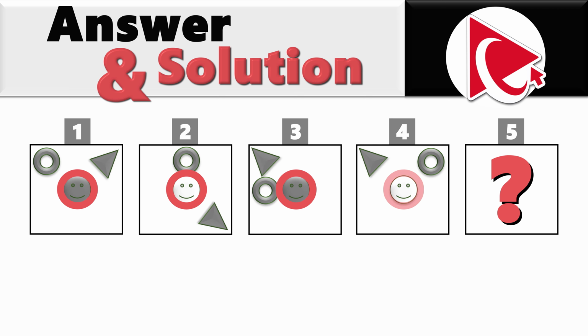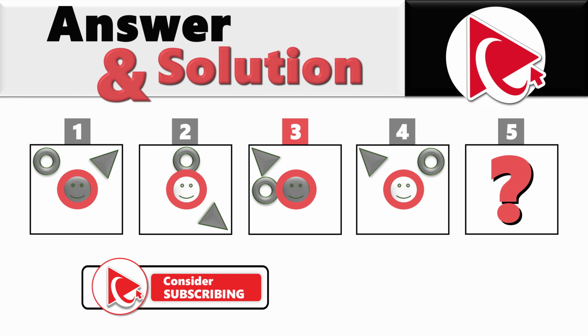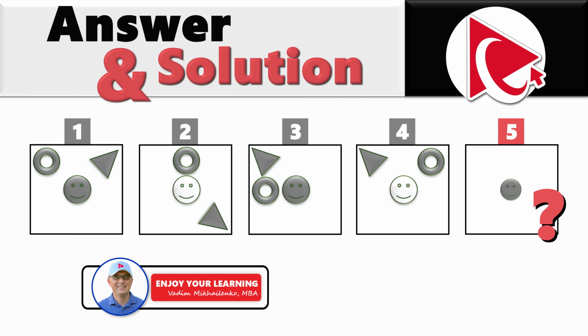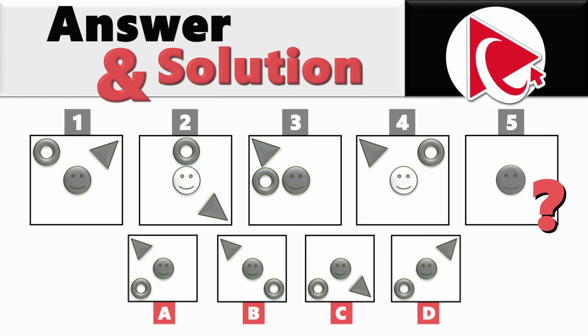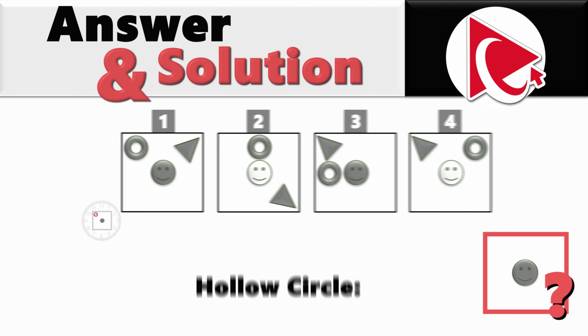Let's look at the smiley face first, because that's the easiest pattern. We see that in the shape 1, smiley shape is dark gray, then it becomes white, then it's dark gray again, and in the shape 4, it's white again. So in shape 5, we can predict that it's going to be dark gray again. Unfortunately, it doesn't help us much because all choices A, B, C, and D, they have smiley face in a dark gray color.